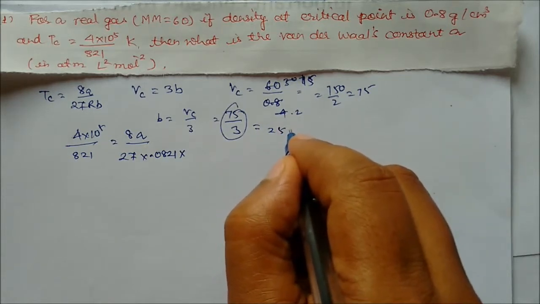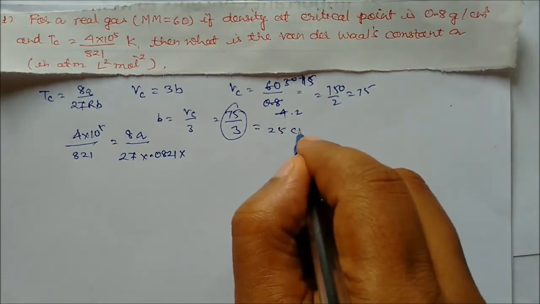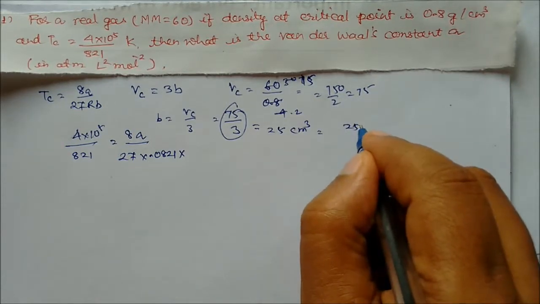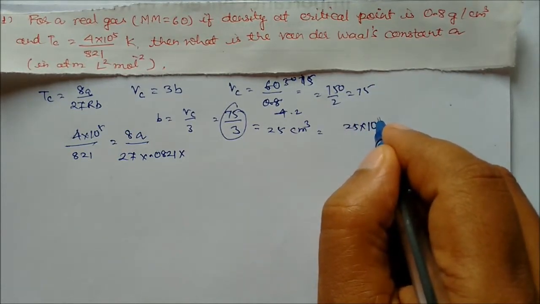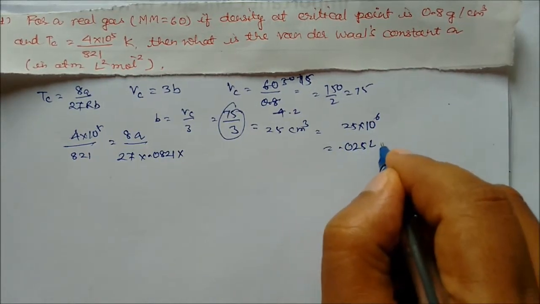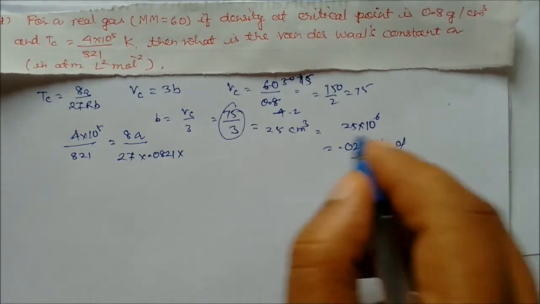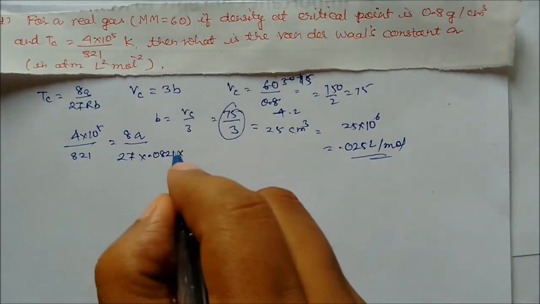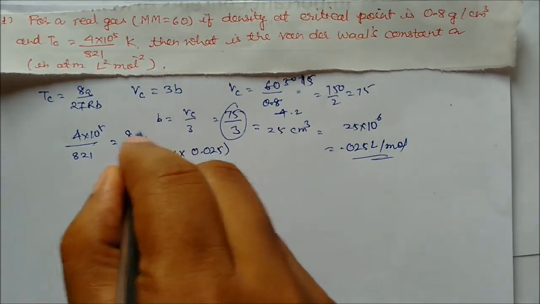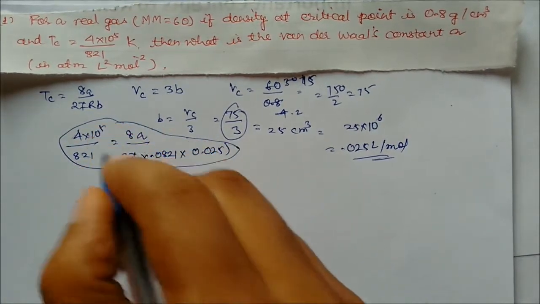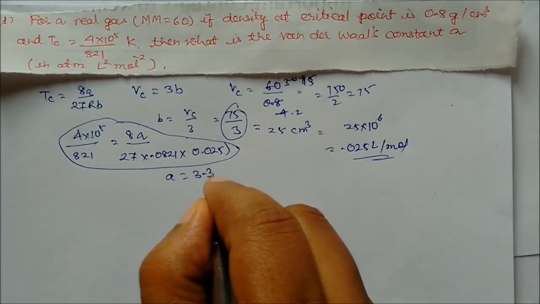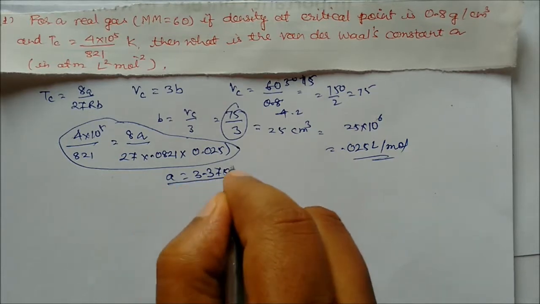So this is 25 centimeter cube, and it must be converted into liter. So again you have to multiply by 25 into 10 power minus 6. So we'll get here 0.025 liter per mole. Because these are all in SI units, here you put 0.025 liter per mole. Okay, so this is the whole equation. On solving, we'll get the value of A equal to 3.375. So this is the answer.